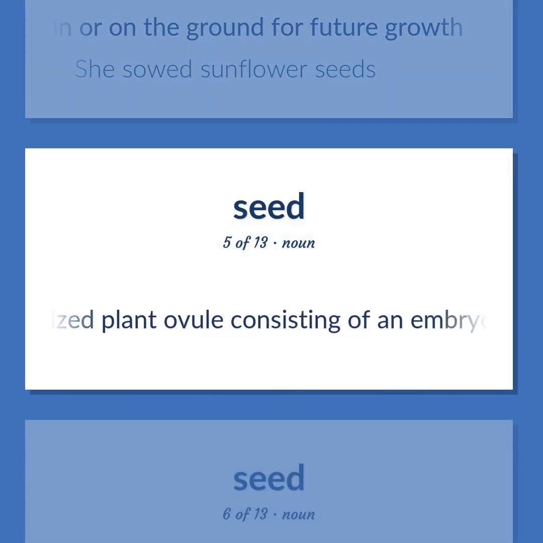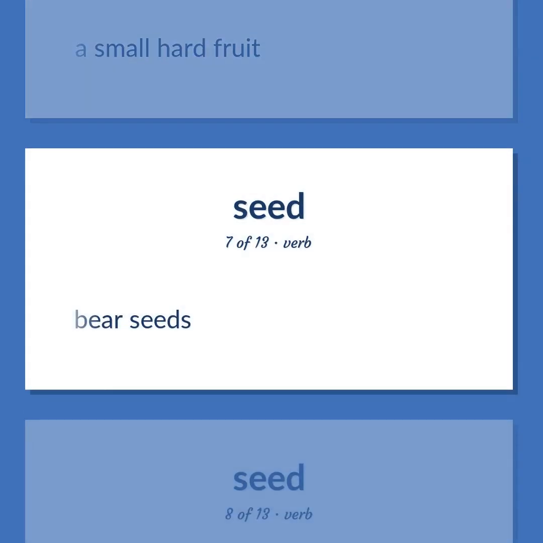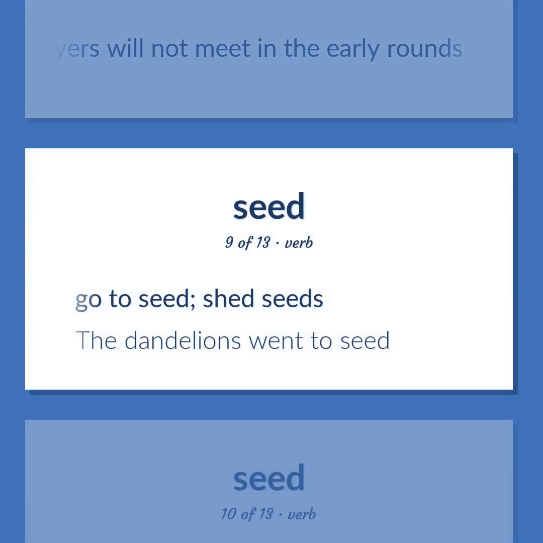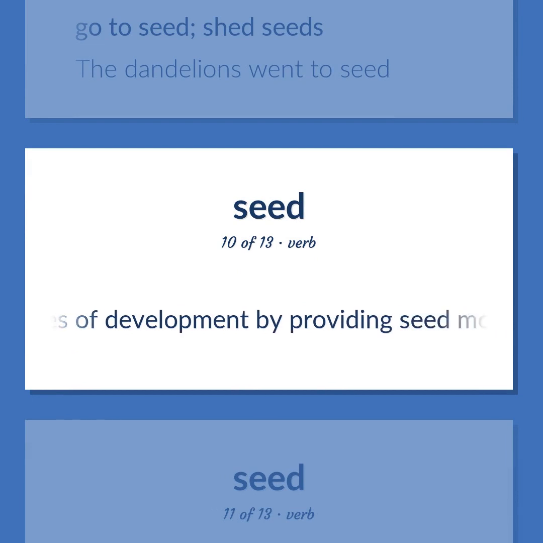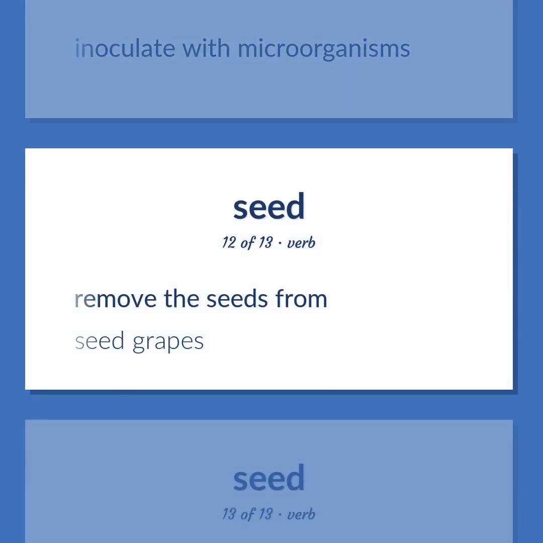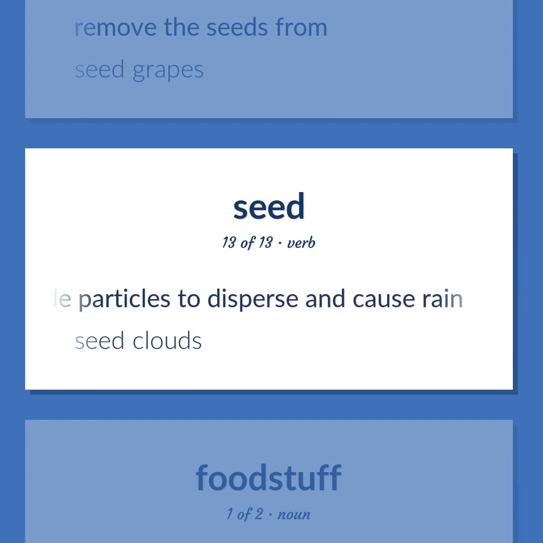A mature fertilized plant ovule consisting of an embryo and its food source and having a protective coat or testa. A small hard fruit. Bear seeds. Distribute players or teams so that outstanding teams or players will not meet in the early rounds. Go to seed, shed seeds. The dandelions went to seed. Help an enterprise in its early stages of development by providing seed money. Inoculate with microorganisms. Remove the seeds from. Seed grapes. Sprinkle with silver iodide particles to disperse and cause rain. Seed clouds.